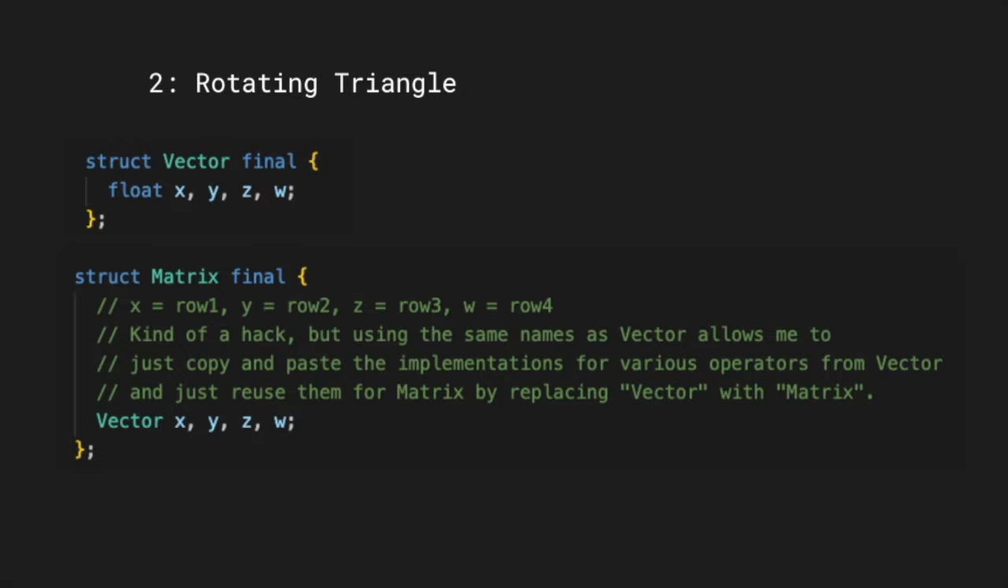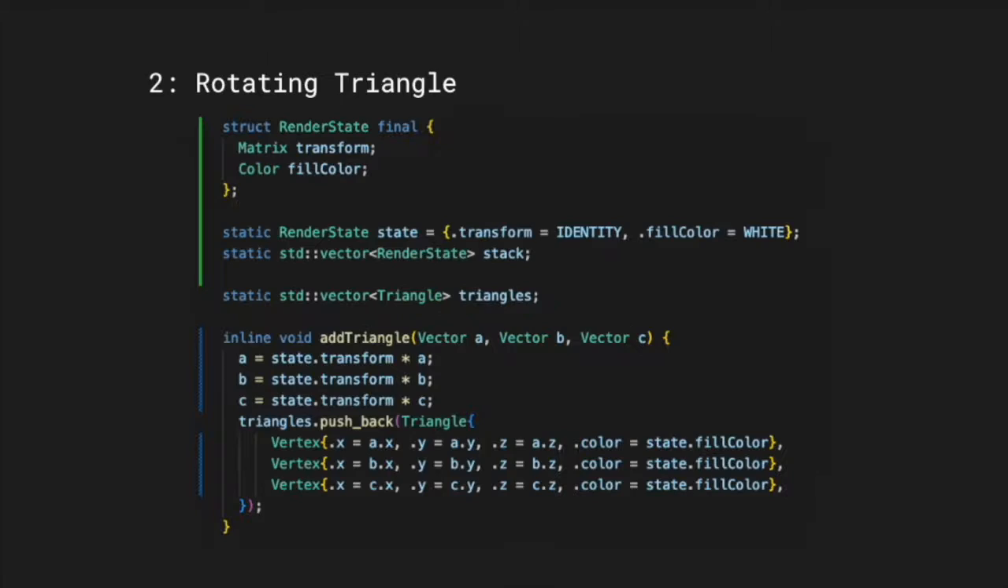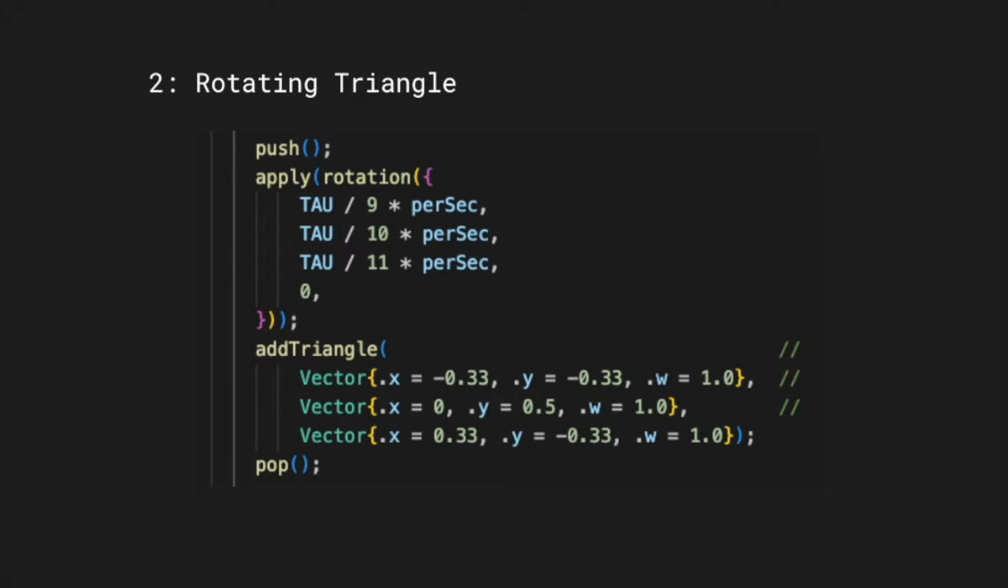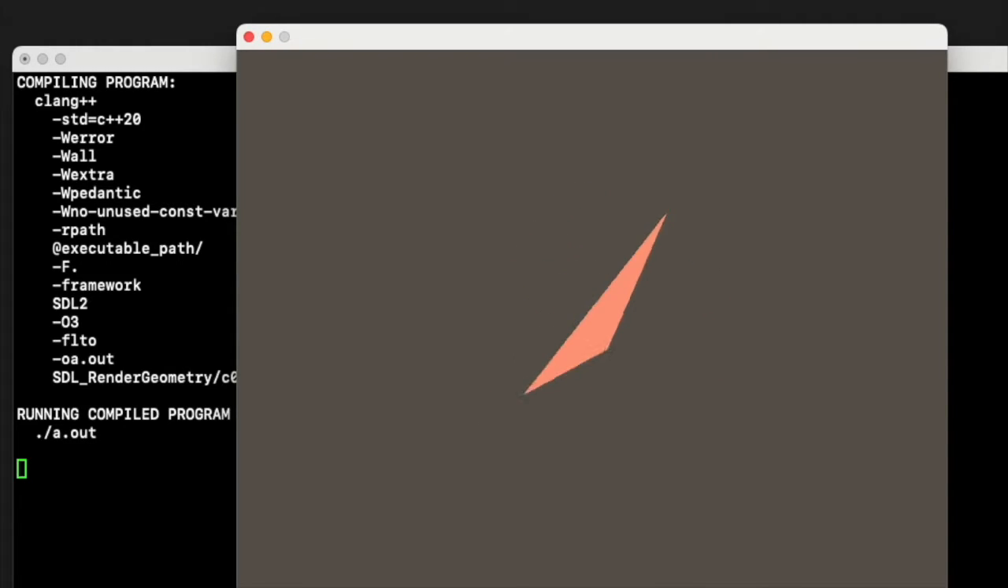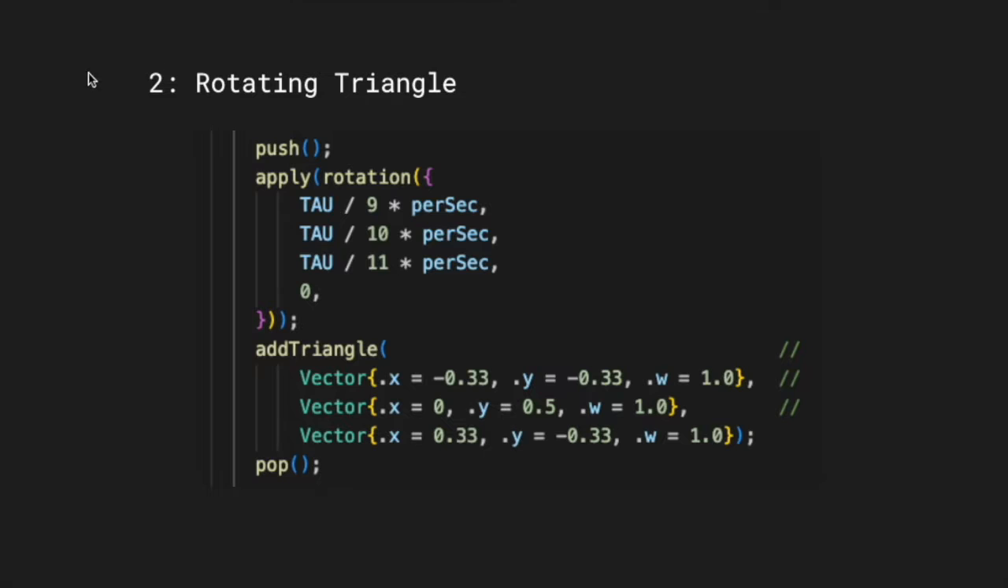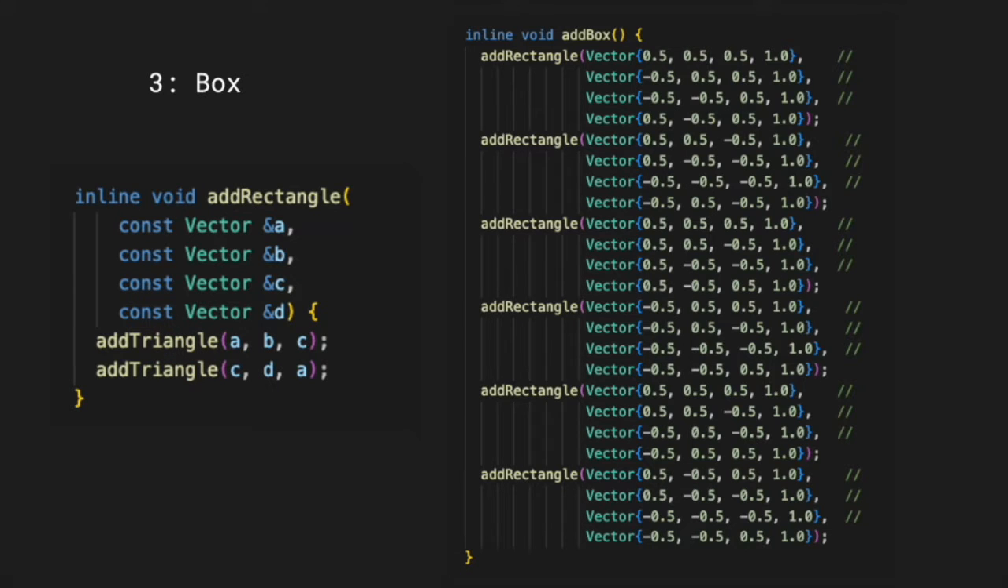To do that, I think it's useful to have vectors and matrices and some helpers. Okay, and then we use them like that. And there we are, we've got a rotating triangle. Once we have a triangle, we can make a rectangle with 2 triangles. Once we have a rectangle, we can start making 3D boxes with 6 rectangles, right?